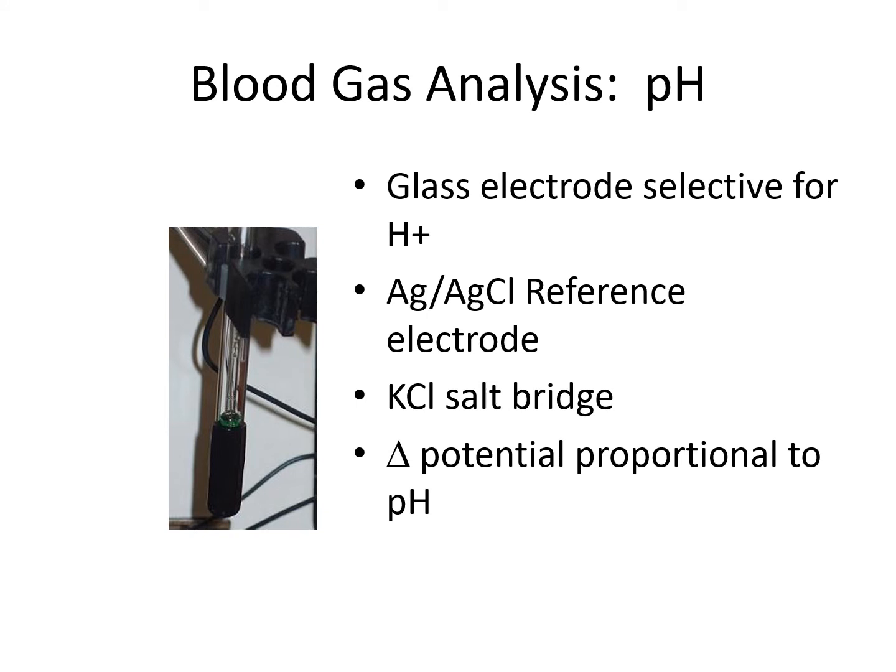For each of the different parameters, we make use of different electrodes that are selective for the different substances. For example, for pH, there is what we call the glass electrode and the silver chloride, which is the reference electrode. So the principle behind this analysis is called potentiometry.